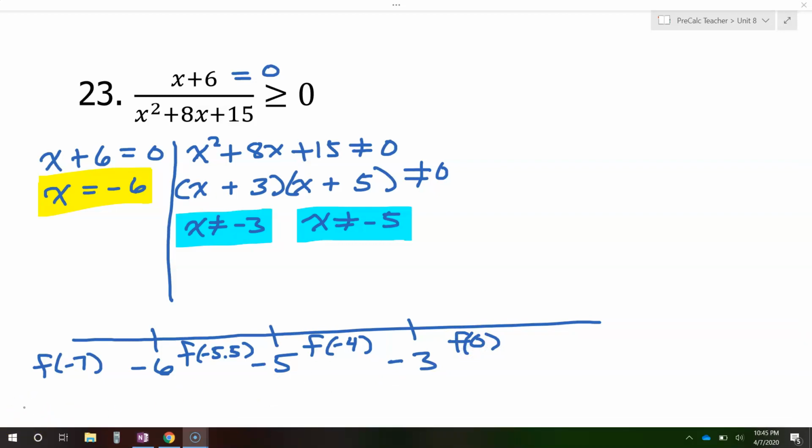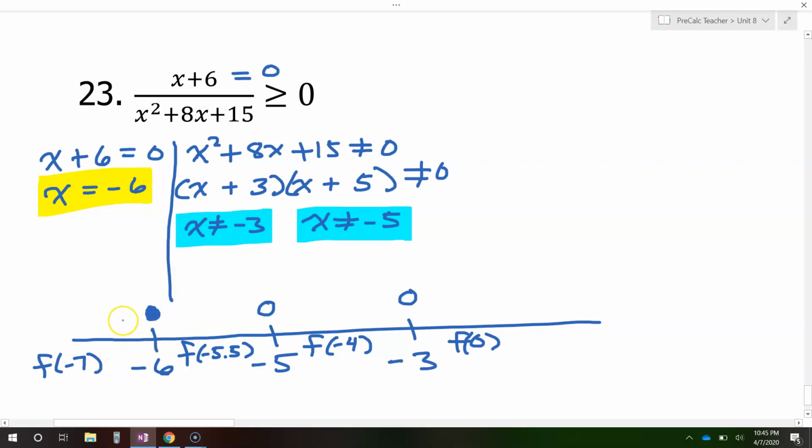Let's decide whether these will be open circles or closed circles. Well, the ones where x cannot equal the number, those are automatically open circles. So x cannot equal -3, that's an open circle. X cannot equal -5, open circle. The other one depends on whether it's greater than or equal to. Because of the or equal to part, this one is going to be a closed circle.